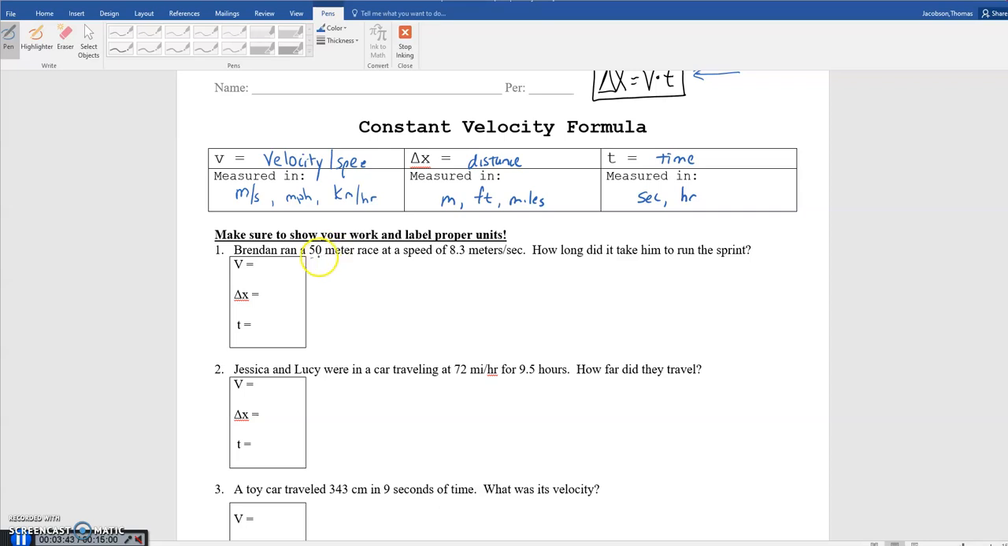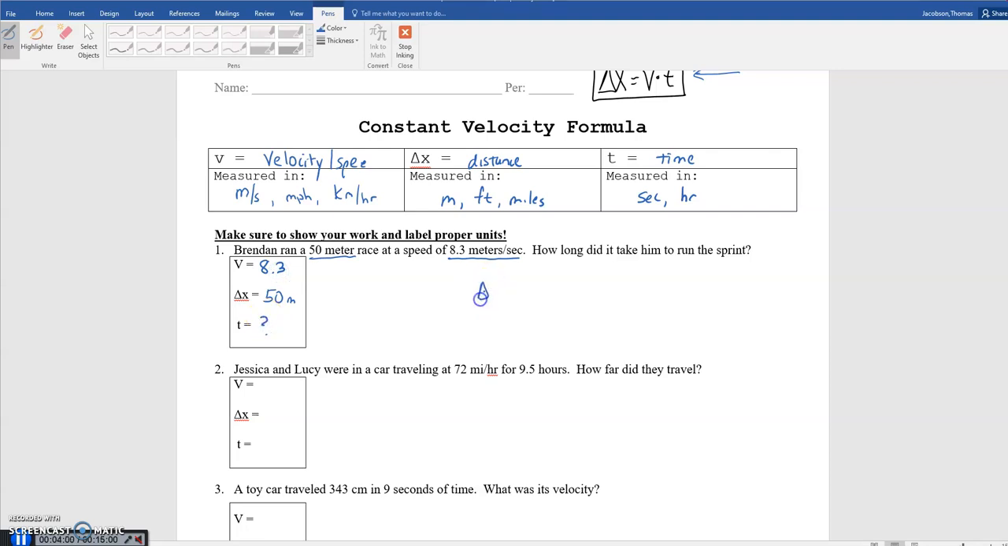Okay, so I see a 50-meter race. Meters is a distance, so that's my delta x. The speed, I can tell that's a speed because it's meters per second, distance divided by a time. So that'll be 8.3. And I don't know the time, that's the question mark, how long did it take?